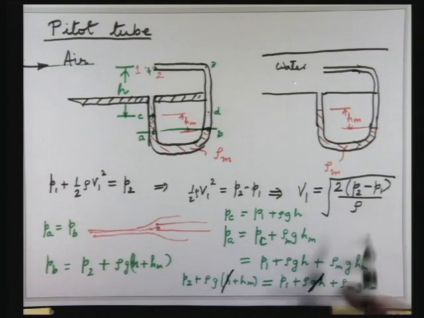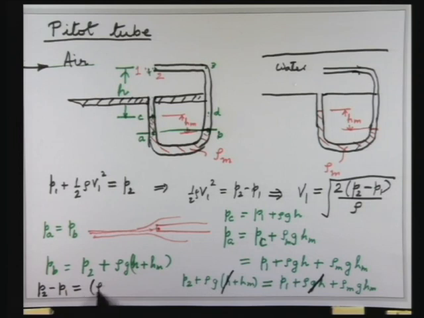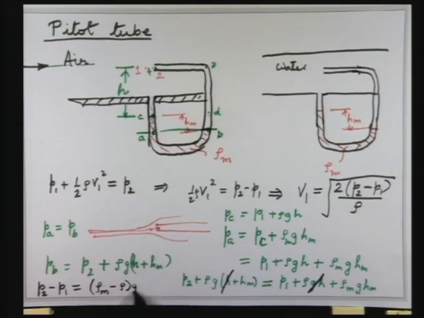Now what you want is P2 minus P1. So I can bring this term to the left hand side. So you have P2 minus P1 equal to, now I will move this term to the other side and you see that g hm is common. So we are going to get the difference of the densities, rho m minus rho, times g hm.